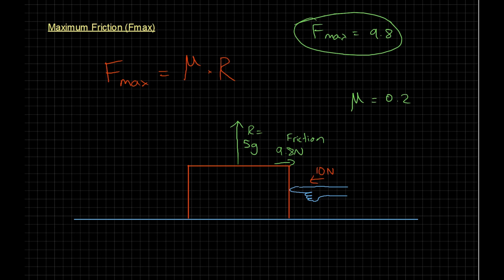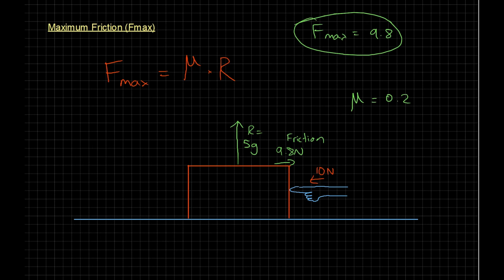And in fact, the resultant force you can work out, because the friction pushes back 9.8, I'm pushing with 10, so you're going to have 0.2 newtons to the left. So the object's going to start moving left. Okay? This is the really fundamental part of understanding how friction works.